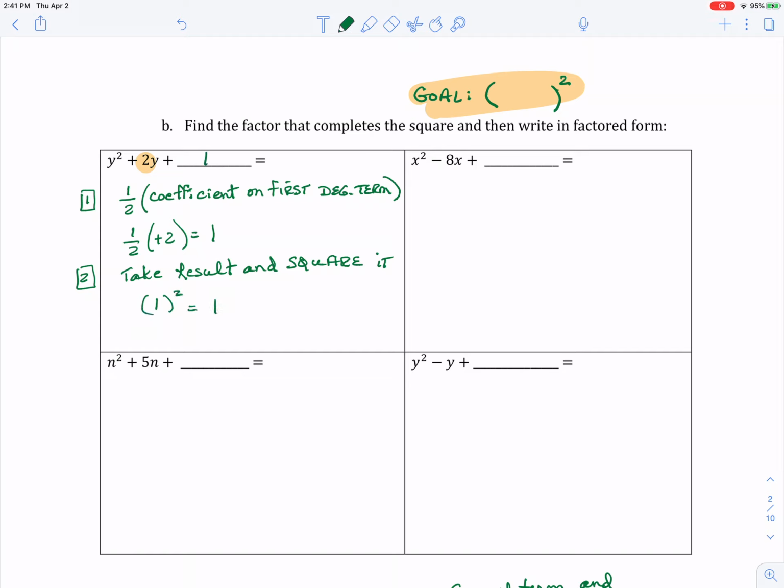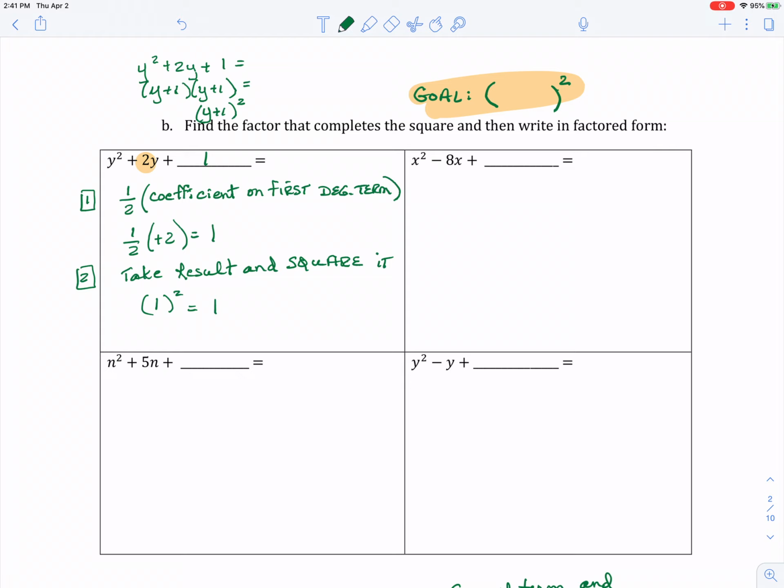That is what I add to the trinomial, so that now if I tried, let me run up here, if I tried to take this trinomial and factor it, you see that it could be written as y plus 1 quantity squared. And remember, that was our goal, to get a parentheses with a binomial inside and then have it be squared.